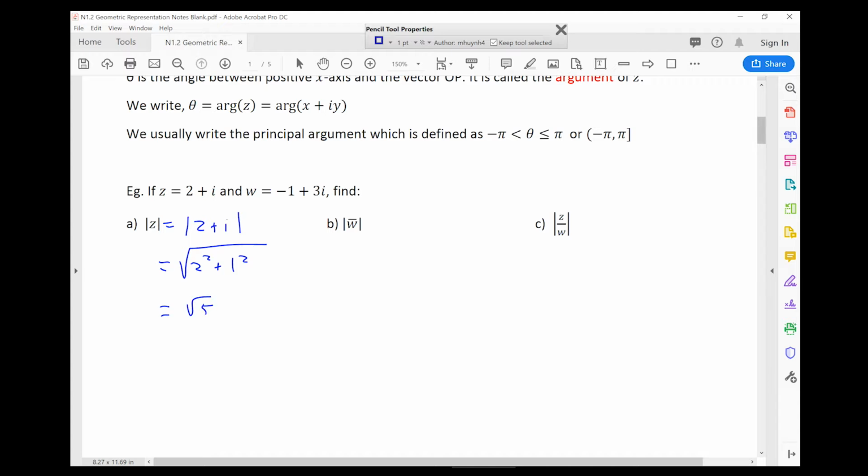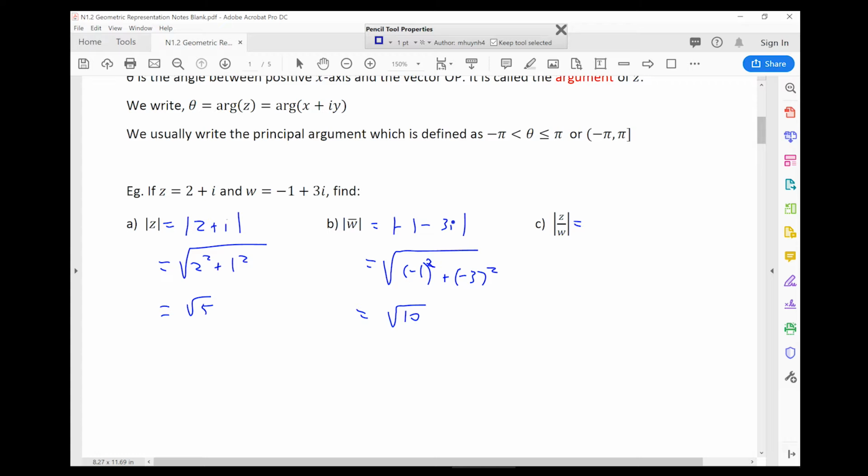So w is minus 1 plus 3i. The conjugate of that would be minus 1 minus 3i. Then we just do the same thing if we want to find the modulus. We square the real bit, and then we add the square of the imaginary bit. In this case, we end up with root 10.